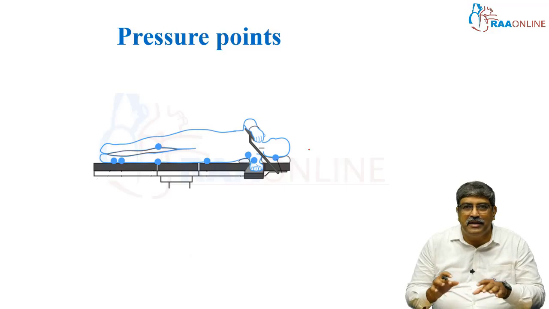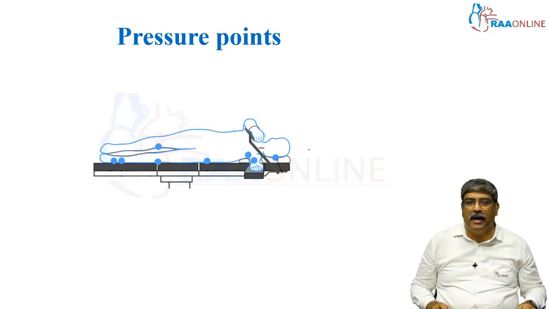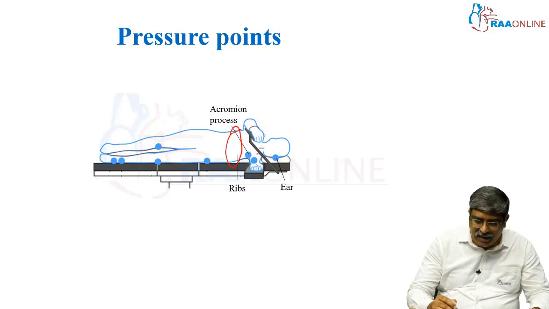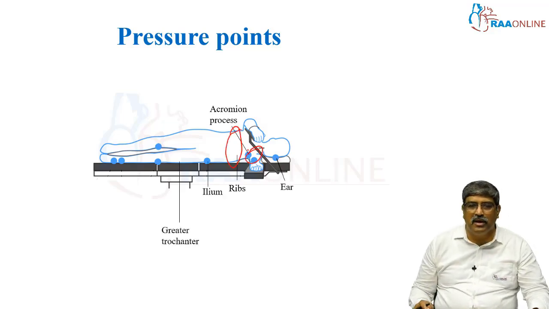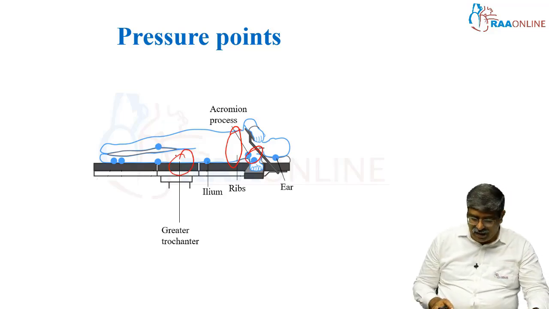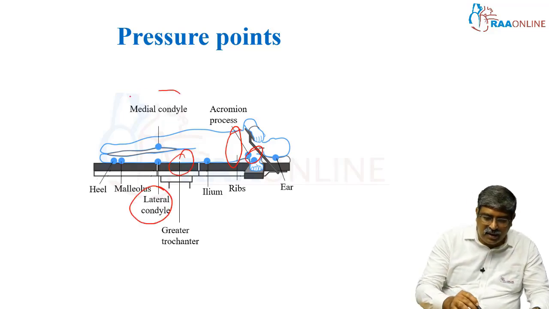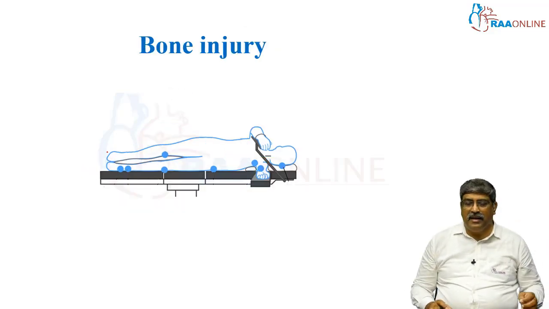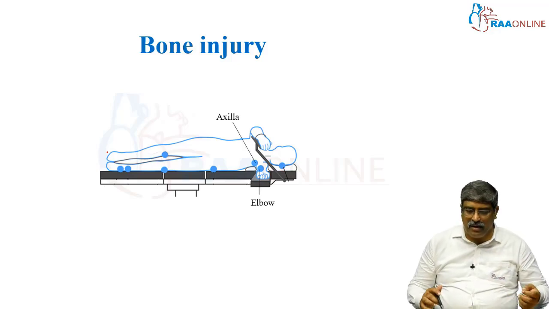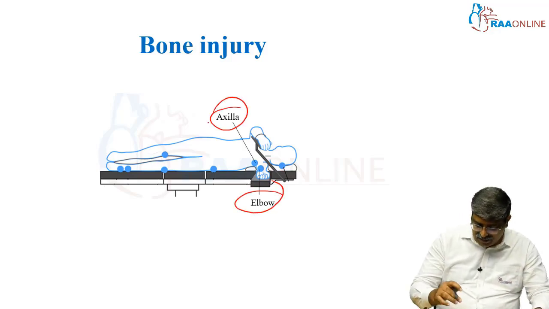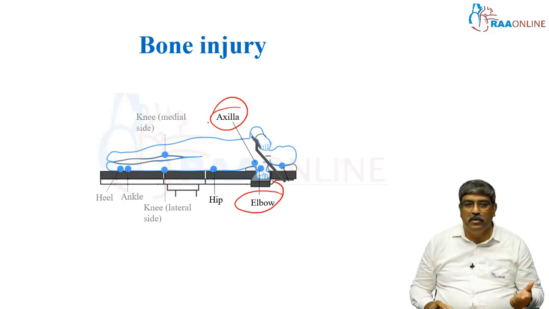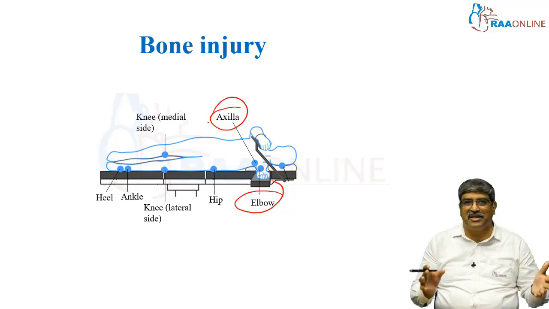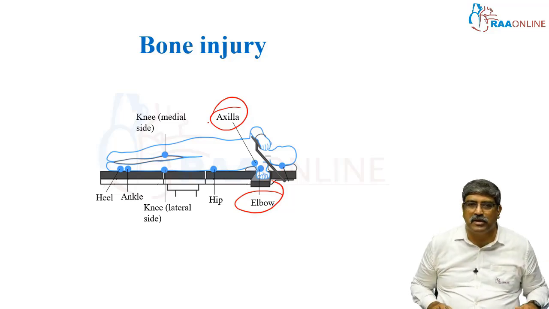And there are various pressure points as you go into the lateral position. Here your thoracic part, which includes the ribs and the acromion process at the shoulder, greater trochanter at the hip, and the lateral and medial condyle at the knee, and the heel and malleolus at the foot level. And the injury can happen to the elbow, axilla, hip, knee, ankle, and the heel. These are all the bony injuries which can happen with the lateral position.